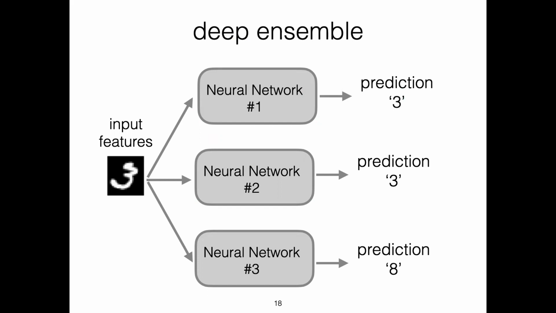And it's super simple. It's expensive because we have to train multiple networks, but there's nothing else to it other than that. It's just letting the different random seeds, or different randomness in the training process, give us different solutions.